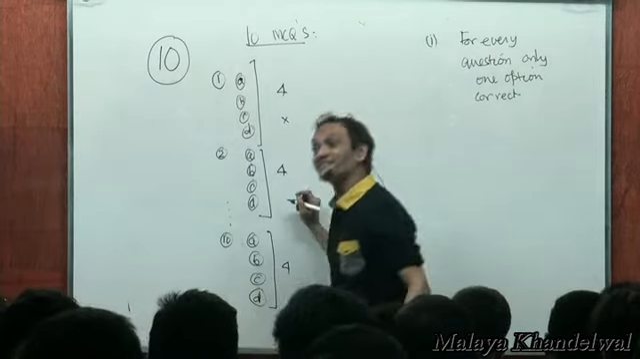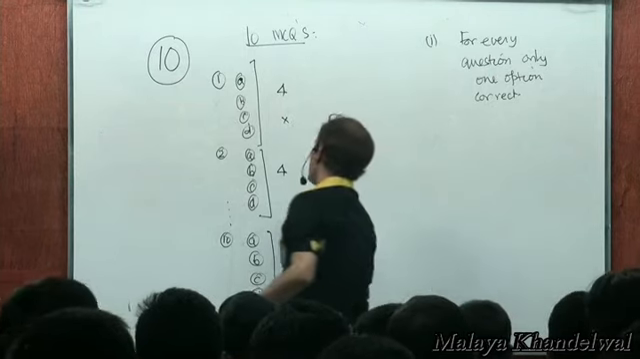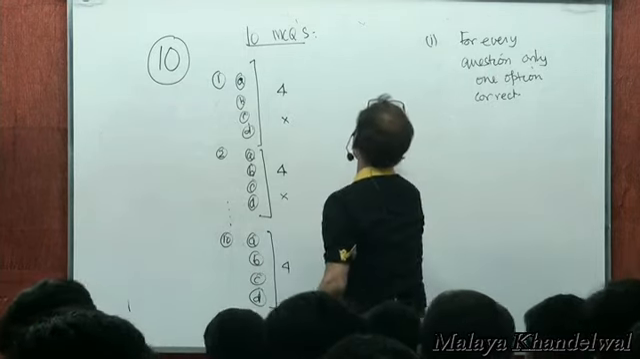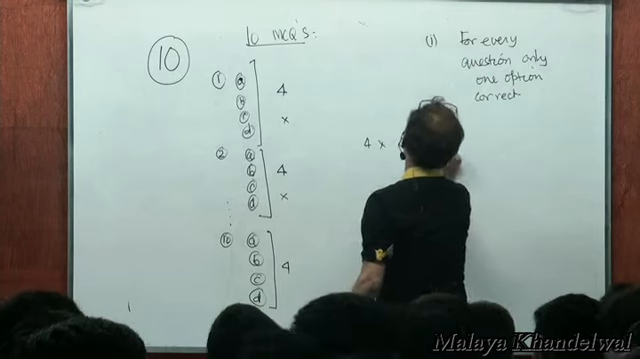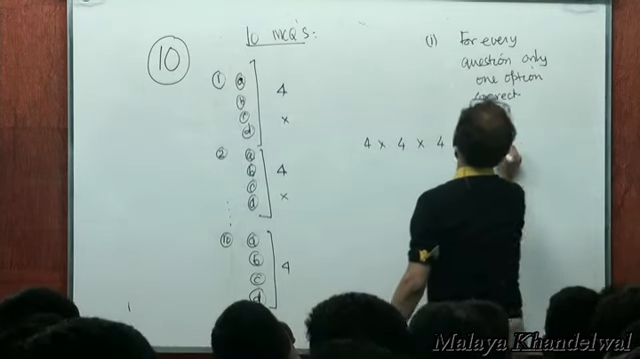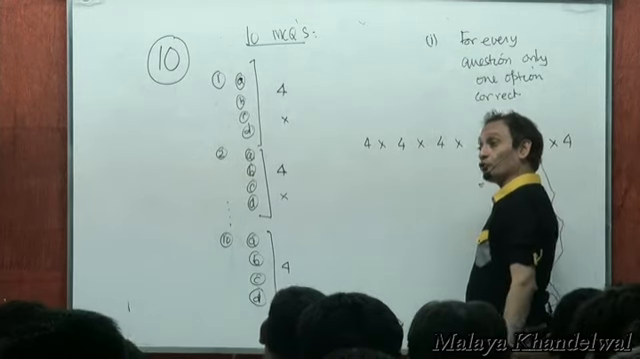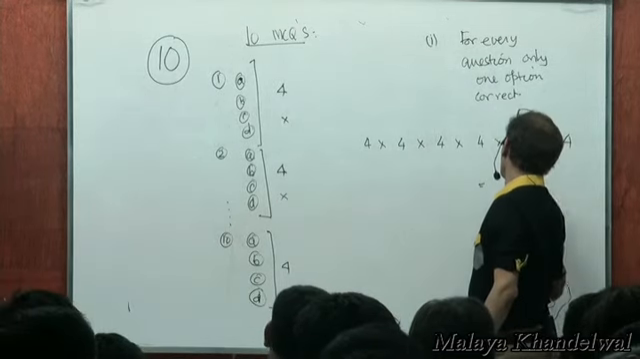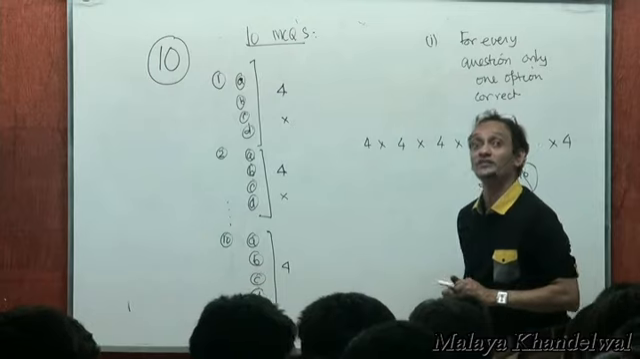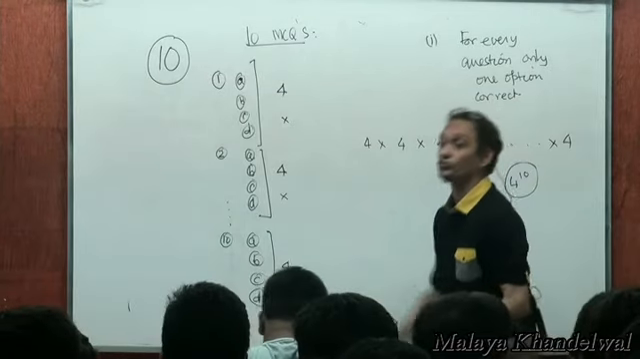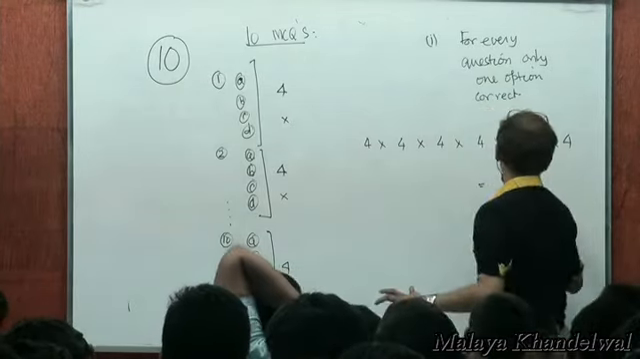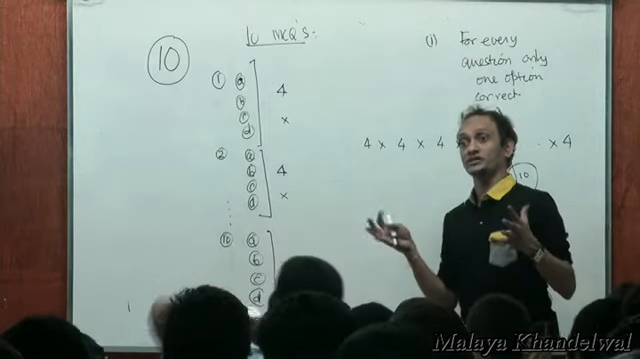Event 1 in 4 ways, and event 2 in 4 ways, event 3 in 4 ways, event 4 in 4 ways, event 10 in 4 ways. So that makes it 4 to power 10 sets of ways in which event 1, event 2, event 3, event 10 could all come up. That makes it 4 to power 10 different answers.